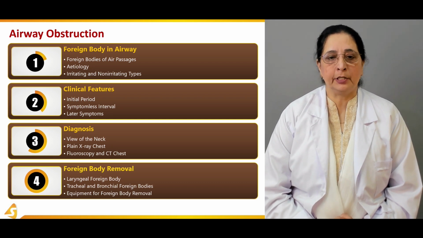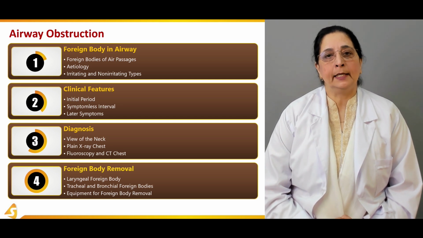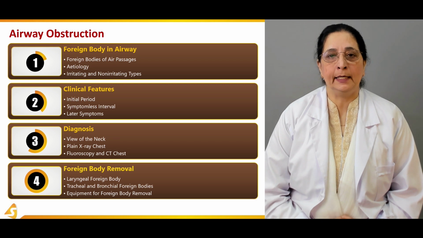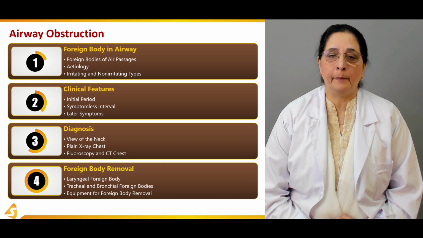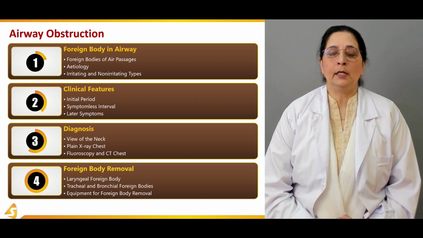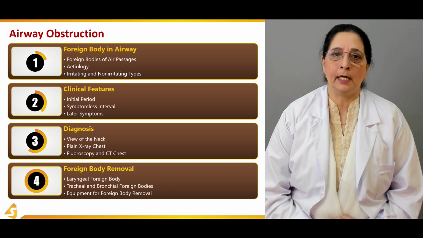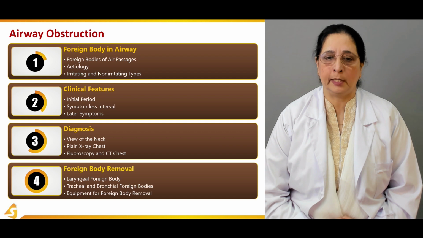In the first section, we will talk about the foreign bodies that can cause obstruction in the airway passages. What's the mechanism by which they can cause airway obstruction? And what are the types of irritating and non-irritating types of foreign bodies?